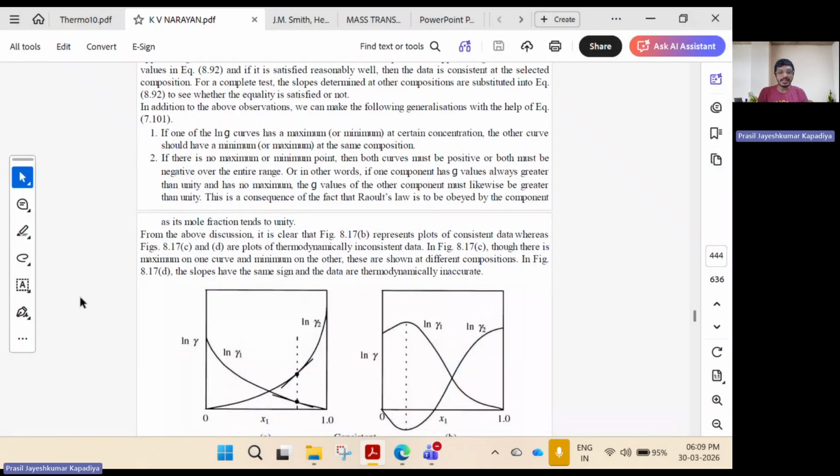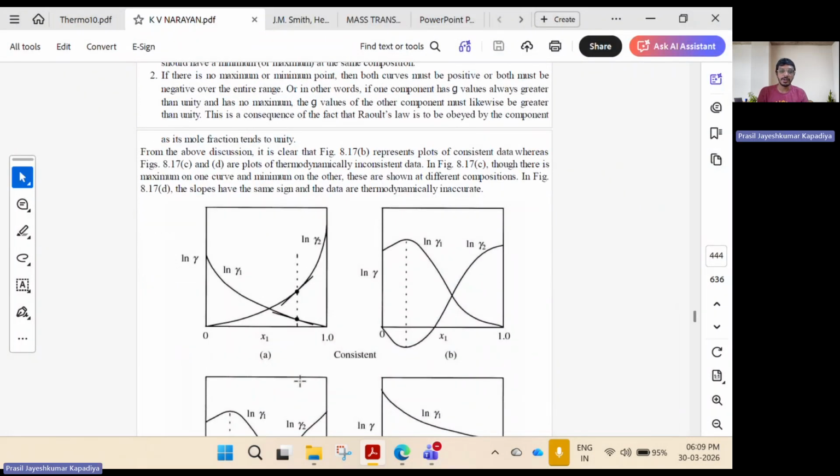So if we see the first plot, ln gamma versus x1, we see that both plots have opposite slopes and there are no minima or maxima here. So by looking, we can see that this looks consistent. Now, the second plot is ln gamma 1 versus x1, ln gamma 2 versus x2. Just by looking, we know that if ln gamma 1 is maximum, ln gamma 2 at the same composition should be minimum. So by looking, we say that this seems thermodynamically consistent.